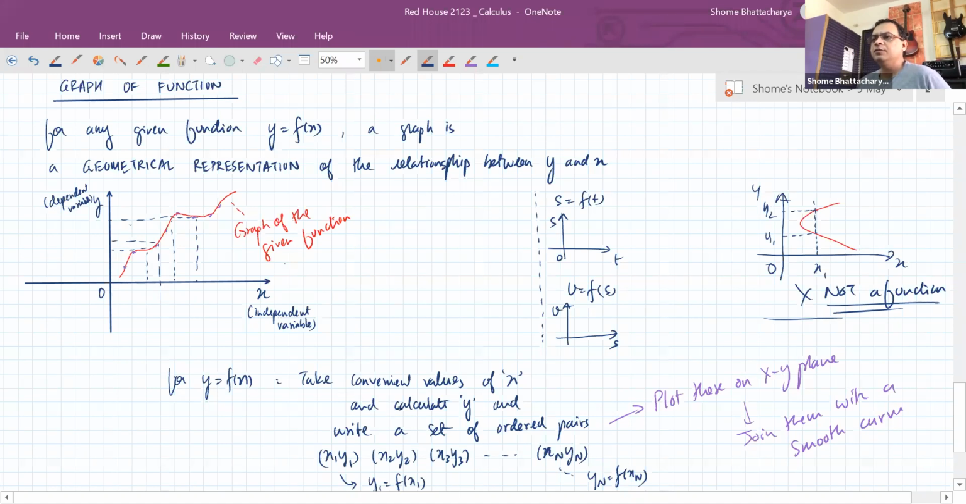Okay. So this is the general procedure of drawing the graph of a function. Suppose we are given any function, like y equal to some quadratic function or some linear function. The most convenient way of drawing the graph is to take a convenient set of values of x, like x1, x2, x3 up to xn. We correspondingly find the values of y using the relationship of the function, plot those ordered pairs as points on the xy plane, and then join those points with the smoothest possible curve. So this is a practical way of drawing the graph. Of course, it depends on our own talent of drawing a smooth curve also.